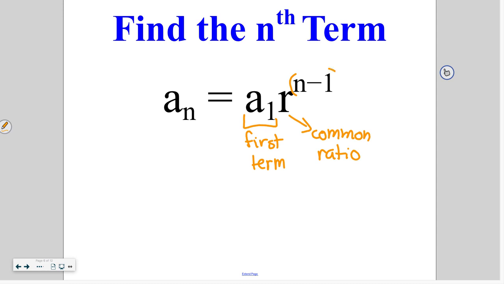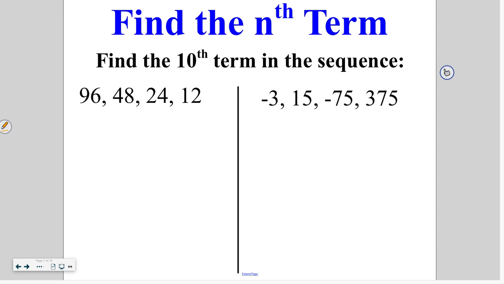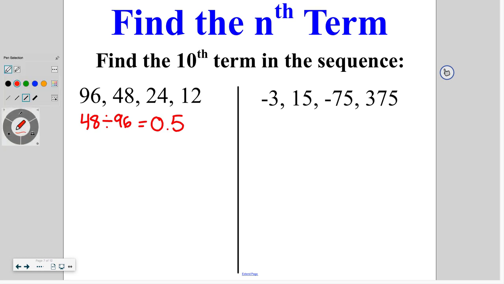It might be helpful to remind you that that exponent needs to be solved first, so it's helpful for you to put parentheses around it. That is acceptable. So we are looking for the nth term. In this case, it's going to be the 10th term in the sequences. Our first job, similar to finding the next term, is going to be to find the common ratio. So I'm going to take 48 and divide by 96, which is going to give me an answer of 1/2, or 0.5.